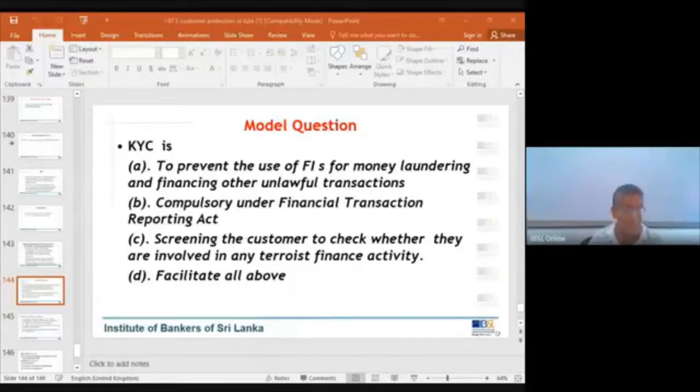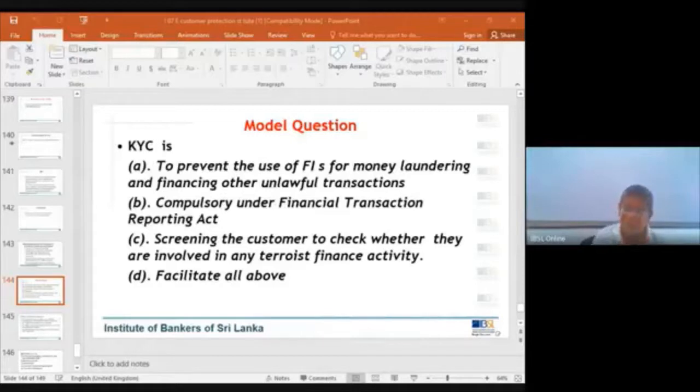Then the third one, I can see some answers are coming up. Third one, screening the customer to check whether they are involved in any terrorist finance activity. That's also correct, no? That is why we need to get it. So the last one is facilitate all about. Therefore the answer is D.